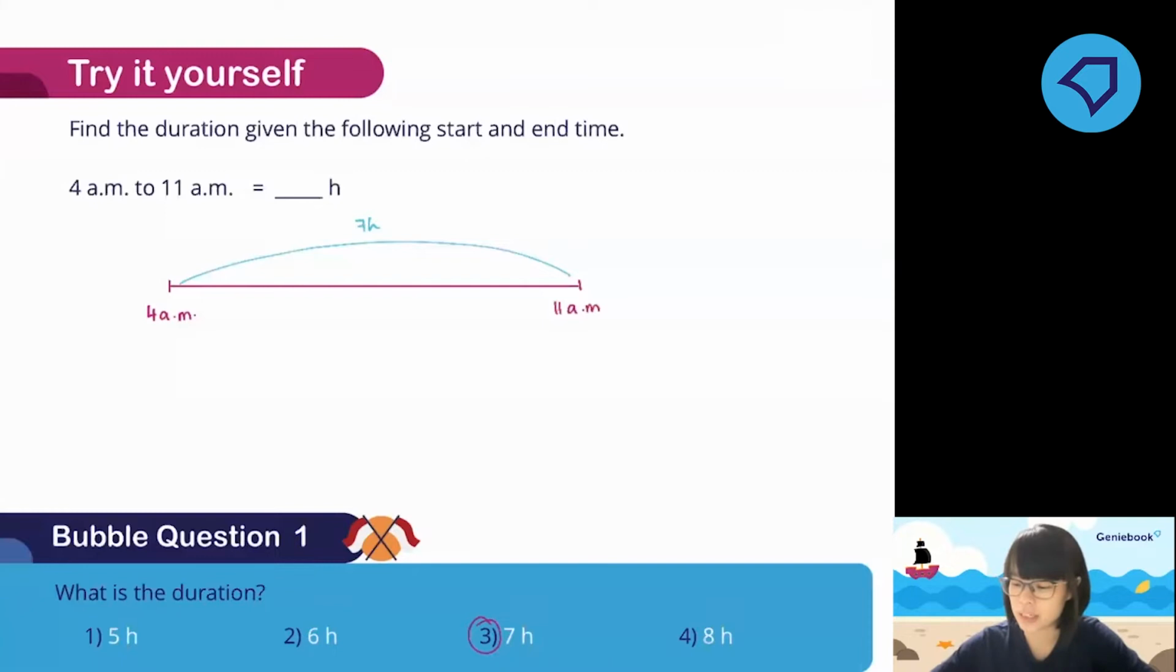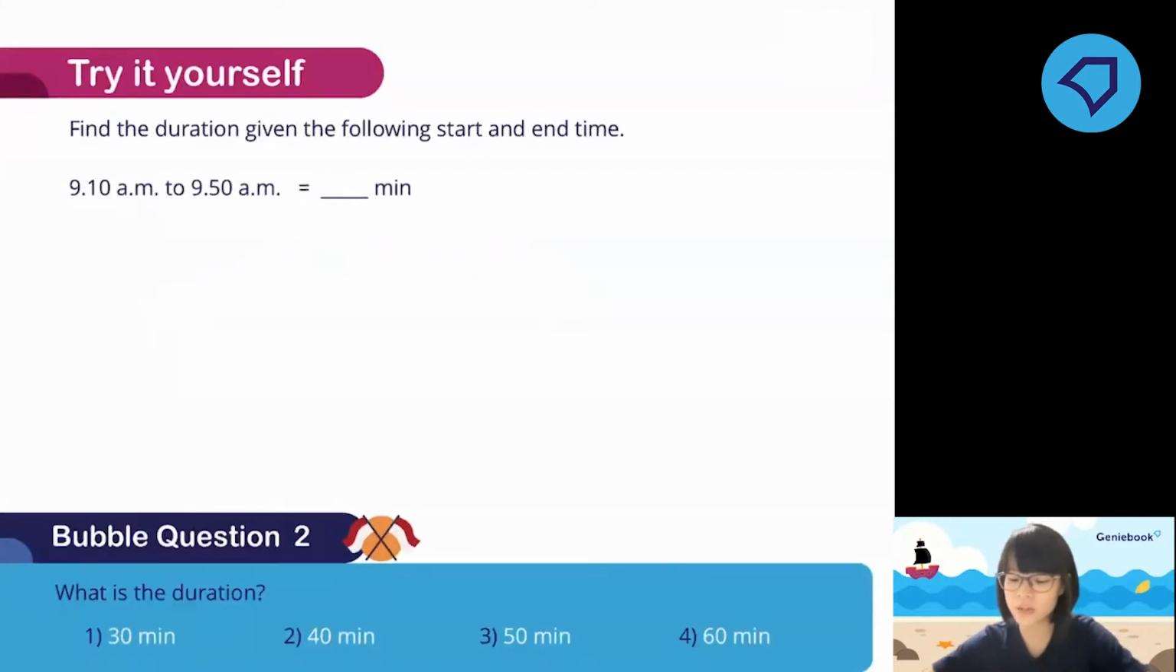So let's move on to the next one over here. I'll give it a try. Find the duration given the following start and end time: 9:10 a.m. to 9:50 a.m. How many minutes would that be? Options launching in 3, 2, 1. Let's go.